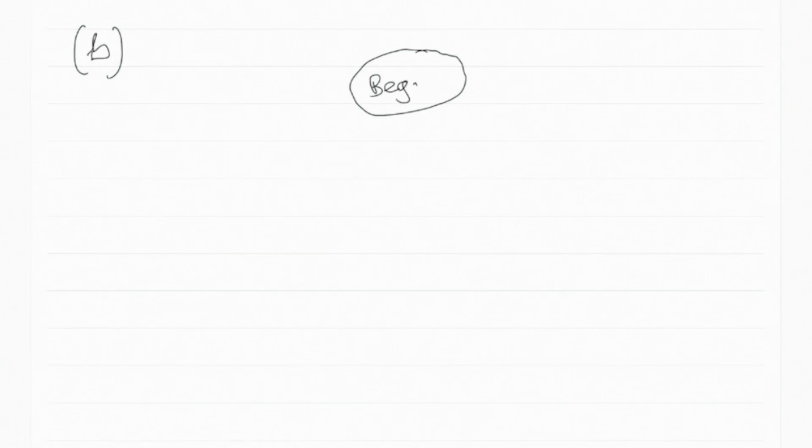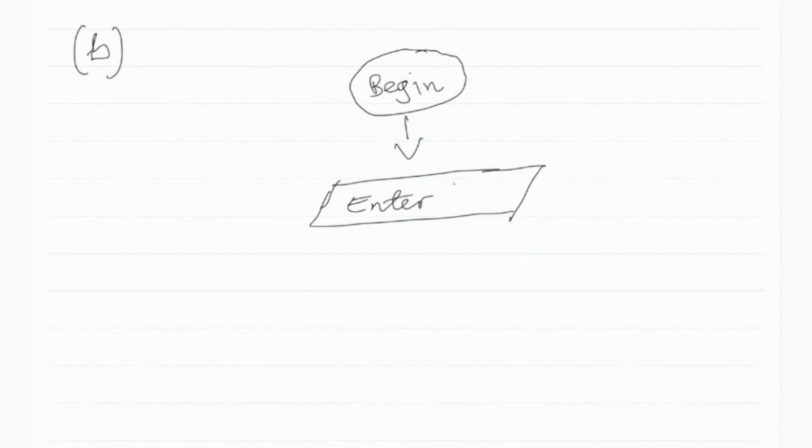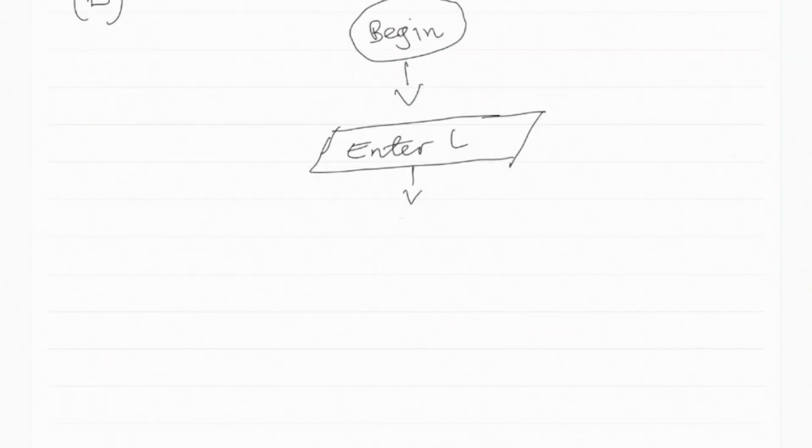We are going to say begin. Then we move on to, it's not a rectangle, but it's a parallelogram type of shape. And then we say enter, according to the instruction that we have been given, the length. Then we go to the decision-making box, which is also given by this, because they are saying if you enter length, then display error message and re-enter positive length.